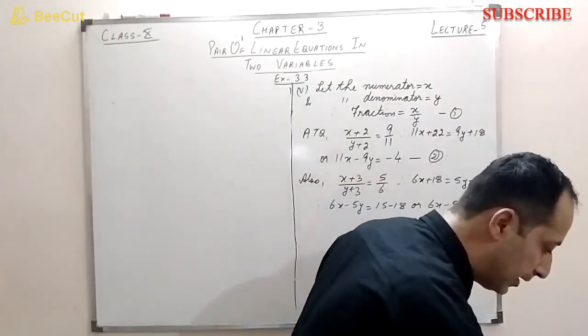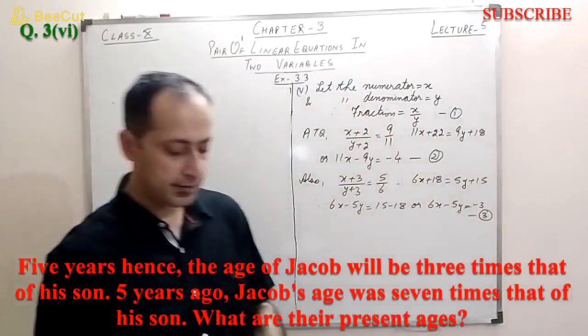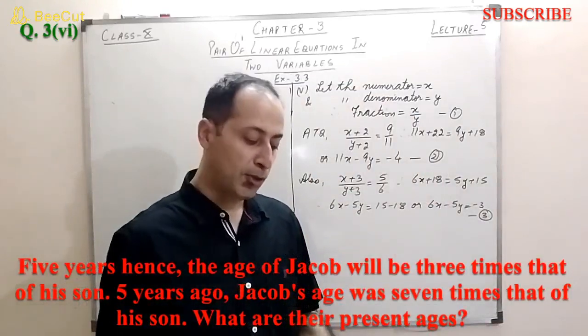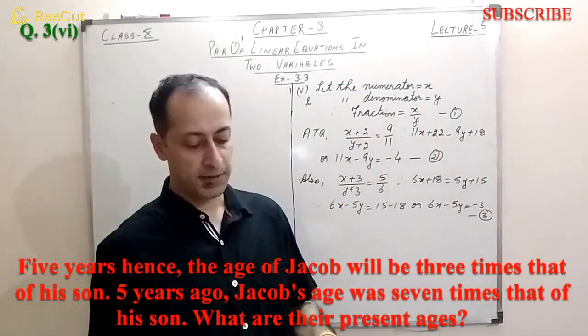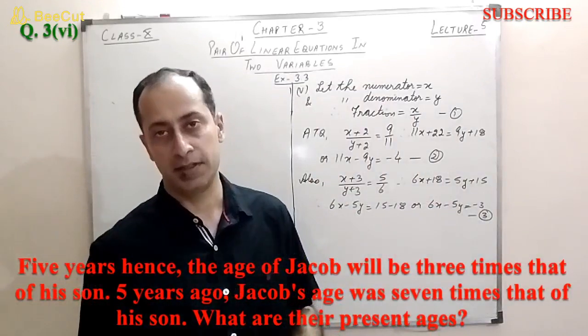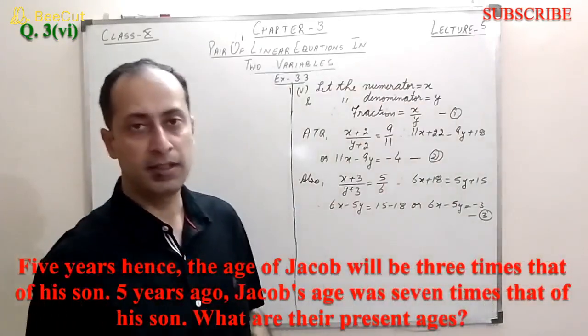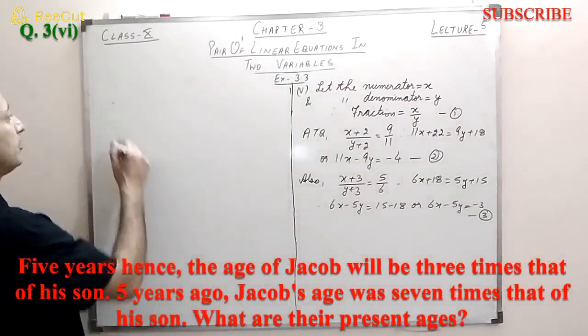Now in the last part it is given that 5 years hence the age of Jacob will be 3 times that of his son. 5 years ago Jacob's age was 7 times that of his son. Find their present ages. So it's a question of ages of a person, Jacob, and his son.